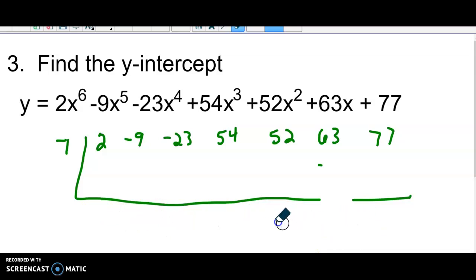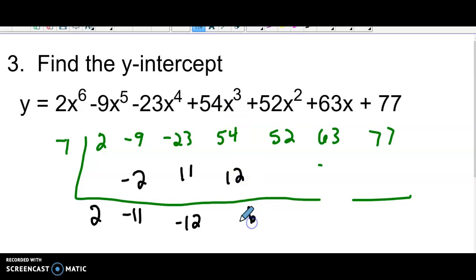You still bring the 2 down, just like we did before. 2 times -1 is -2. That'll give me -11. -11 times -1 is +11. Add that to -23, and we get -12. Times -1 is 12. Add those together, I get 66 times -1 is -66.